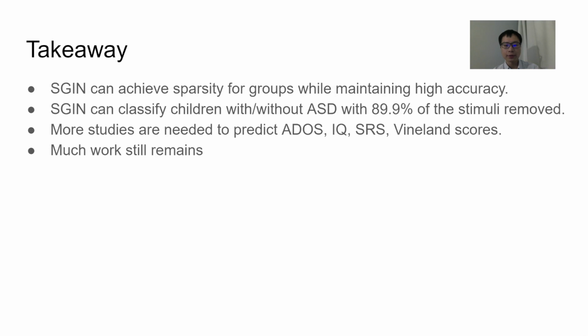We created a SCIN model that can sparsify groups, maintain high accuracy, and find useful stimuli for eye-tracking experiments for children with autism. Much work still remains before these techniques, and eye tracking in general, can be used in a practical fashion for optimizing treatments and for prediction of longer-term outcomes.